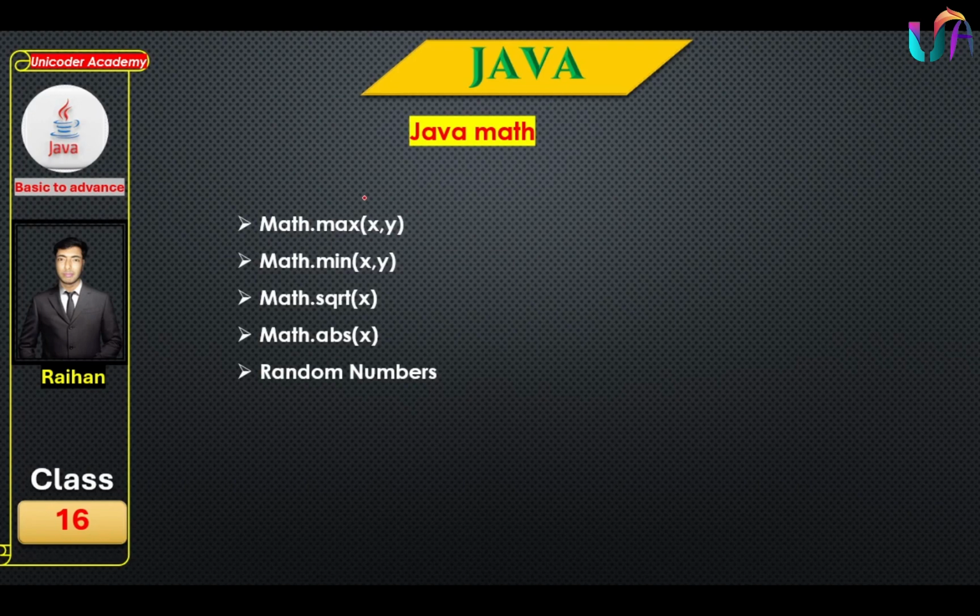In this video, I will show you how to find the maximum value, minimum value, square root, absolute value, and random number. So those are the points I will show you in this video. Okay, so let's start.